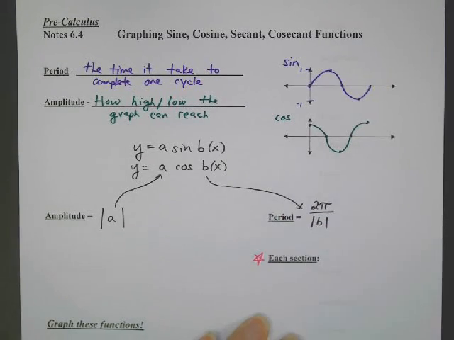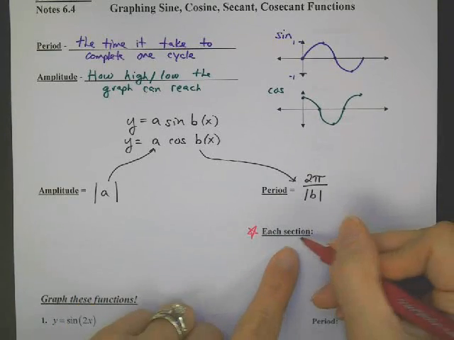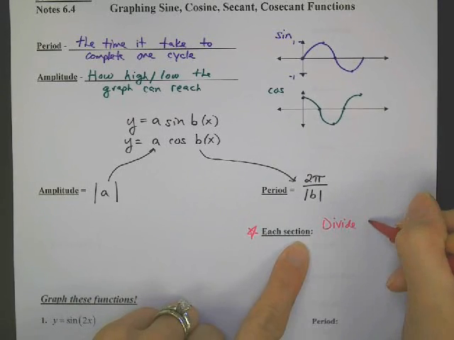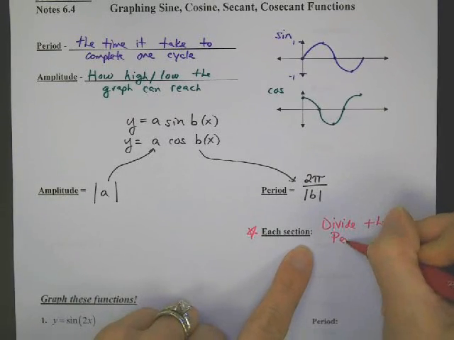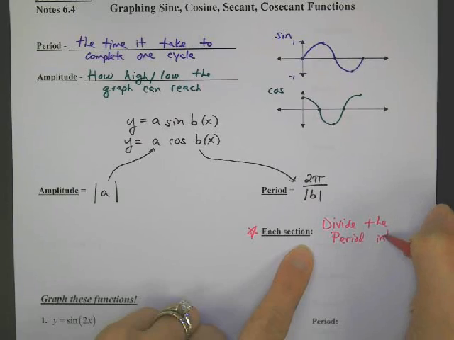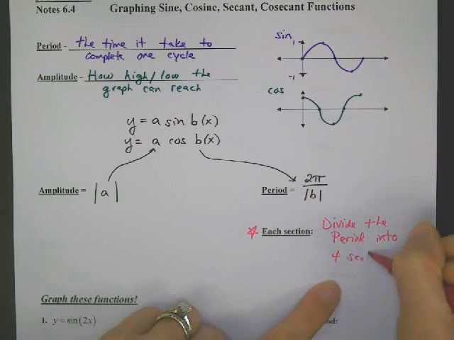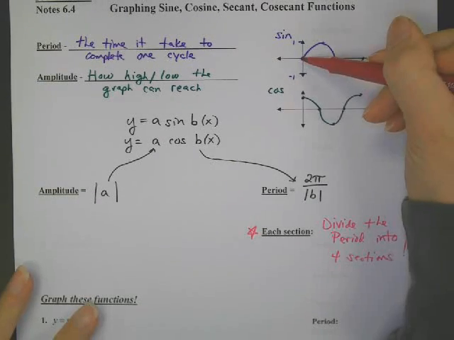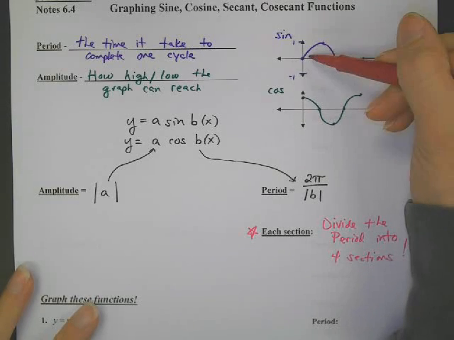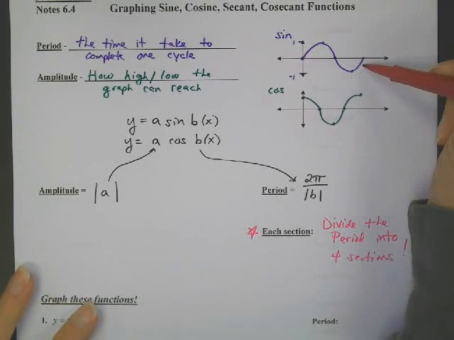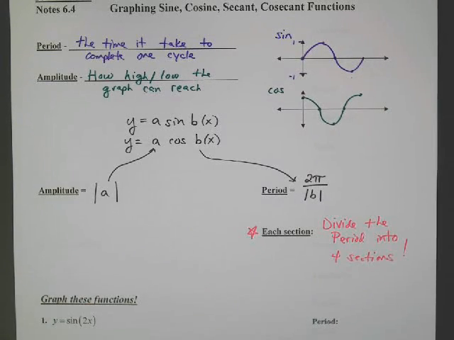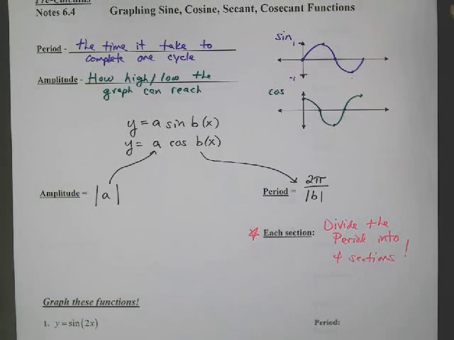Each section is found by dividing the period into 4 sections. Do you know why there are 4 sections? They come from the 4 quadrants. So up, down, down, up comes from quadrant 1, 2, 3, and 4. If we keep going around the circle some more, we'd get another 1, 2, 3, 4. So dividing into 4 is very important.